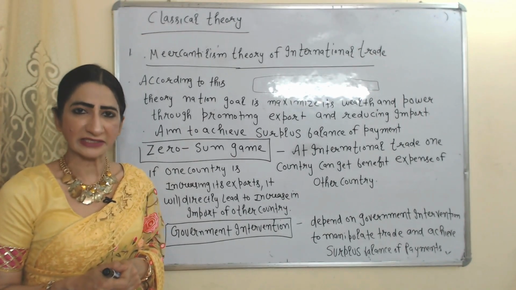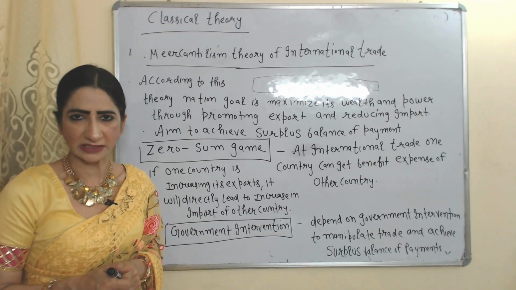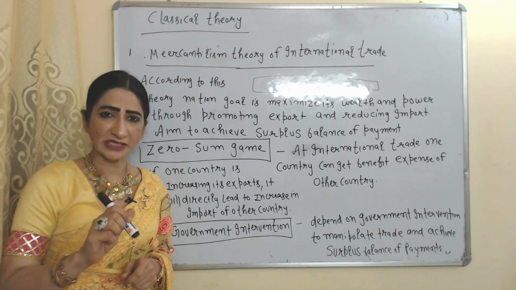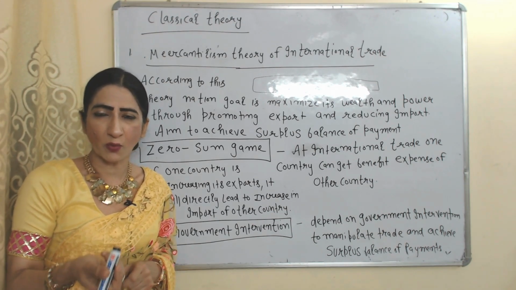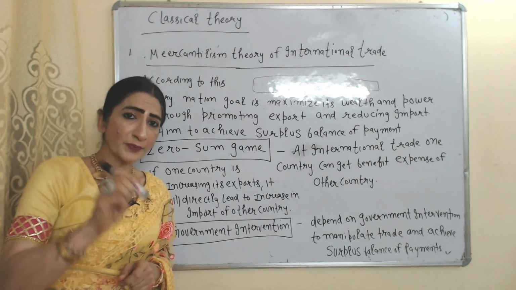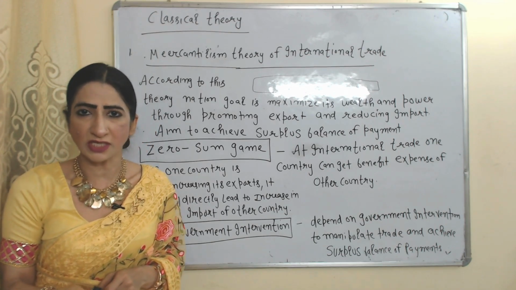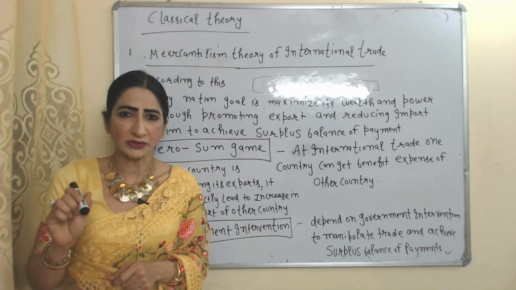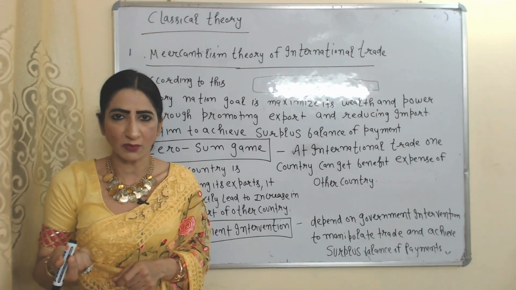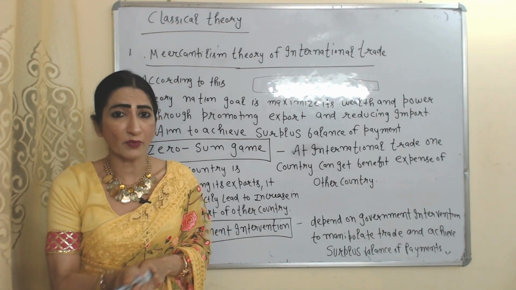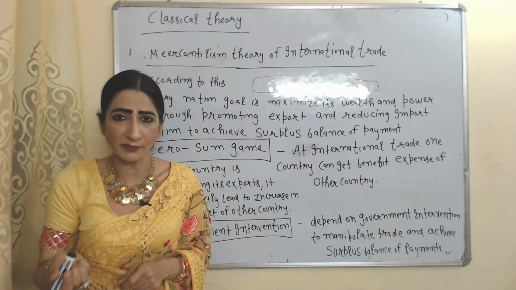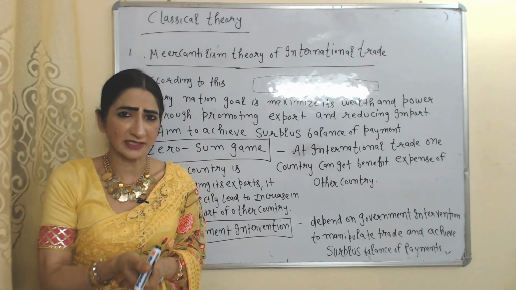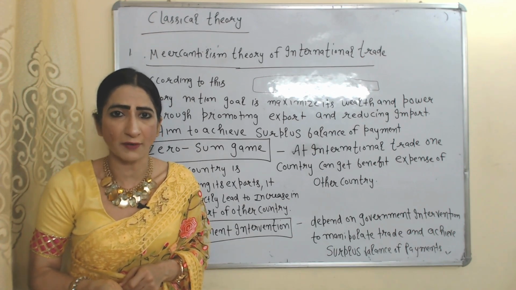First classical theory is mercantilism theory. According to this theory, we can maximize our wealth and power through promoting export and reducing import. And aim of this theory is a surplus balance of payment.